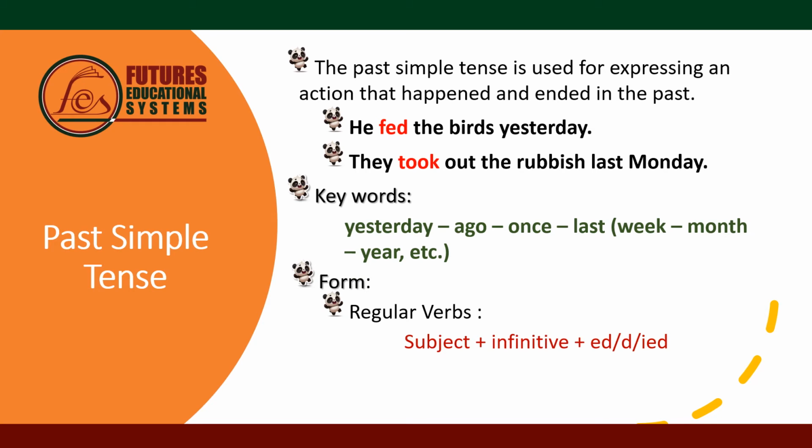How do we form the past simple tense? For regular verbs, we have the subject, like he, and the infinitive plus d or ed or ied. It depends upon the ending of the verb. Like wash, we just add ed, so it becomes washed. If a verb ends with an e, we add only d. If the verb ends with a y, we change the y into ied.